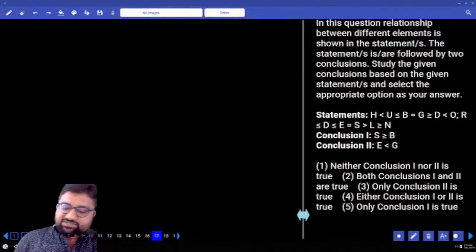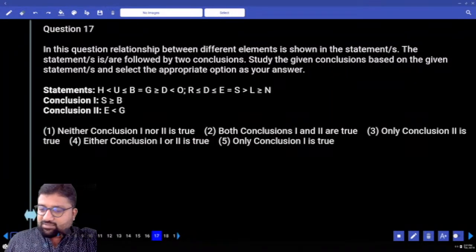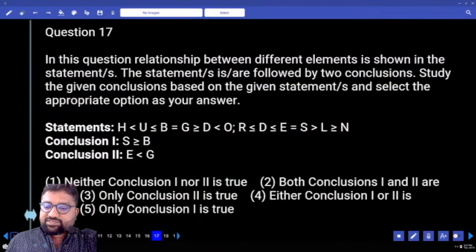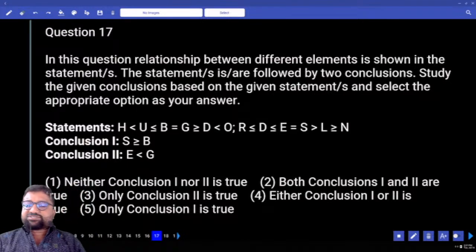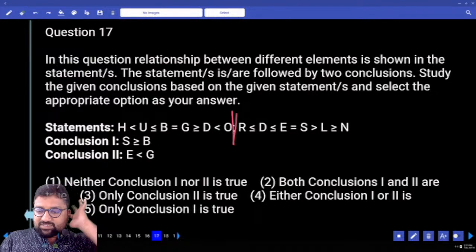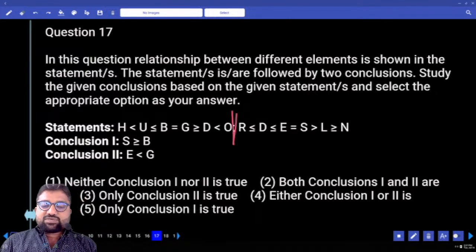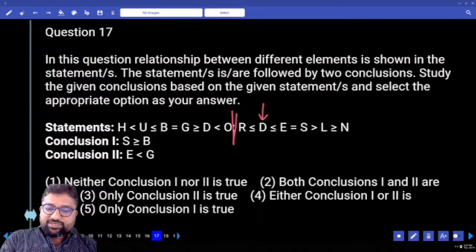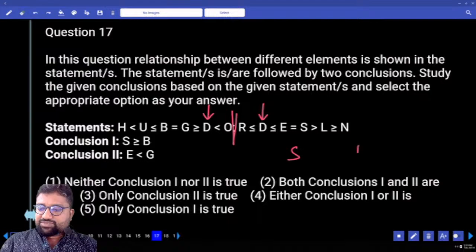17th question. This is about coded inequalities, and in inequalities we don't use pen and paper, only observation. Now he says S is greater than or equals to B. There are 2 different statements. So with these 2 different statements, first look for the common letter. What is the letter that is common? D. So I need to go from S to D and then I have to go to B.